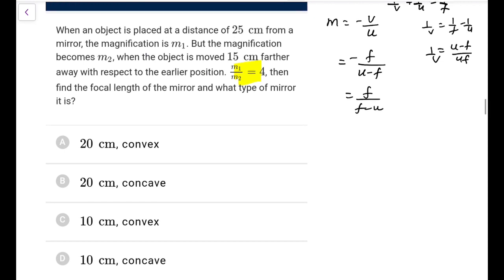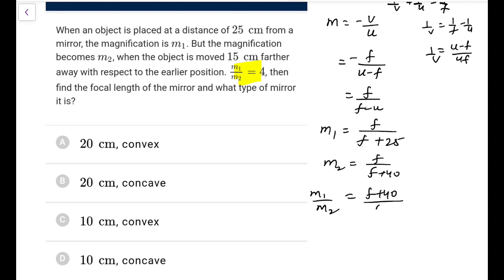Now for the first case, m1 is f upon f minus u, with u negative, so f plus 25. Now it is further away, so m2 would be f upon f plus 40. Taking the ratio m1 by m2, that is 4, the f will cancel, so f plus 40 over f plus 25 is 4.